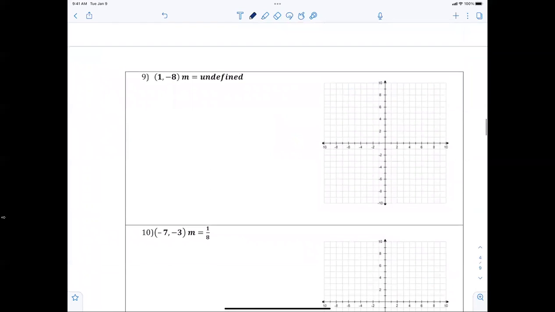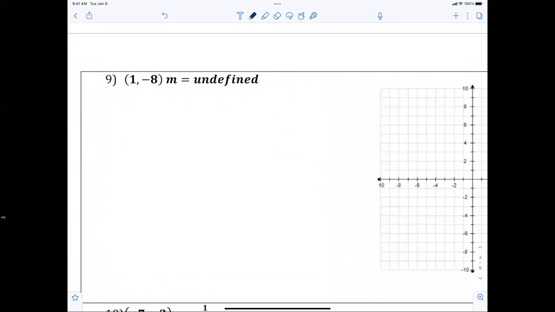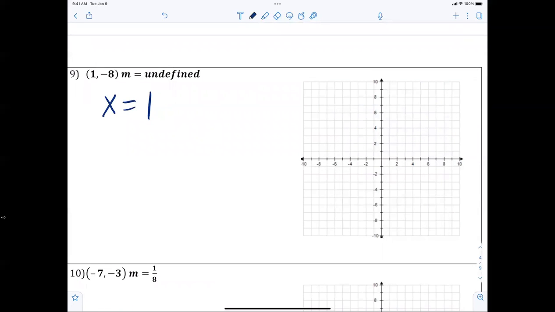Let's try number 9. If something is undefined, if the slope is undefined, what does that mean, upwards? Vertical. We call upwards vertical. All right. Vertical and horizontal. Vertical is the one that's undefined. So vertical is always x equals. So in this case, we're just going to say x equals what? X equals 1. All right. X equals 1.